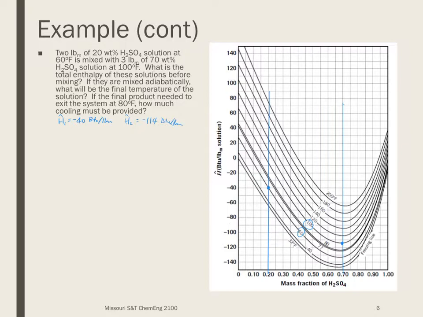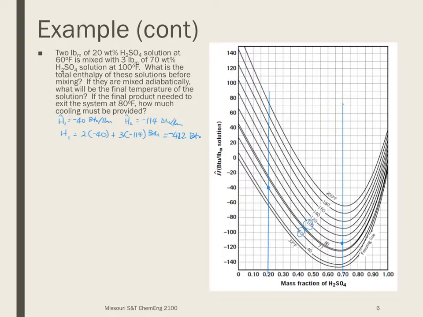Okay, and so the total enthalpy of my feed is going to be 2 pounds mass at negative 40 plus 3 pounds mass at negative 114. All of these are going to be in BTUs per pound mass times pound mass, so therefore BTUs. So negative 422 BTUs are how much I have in the system initially.